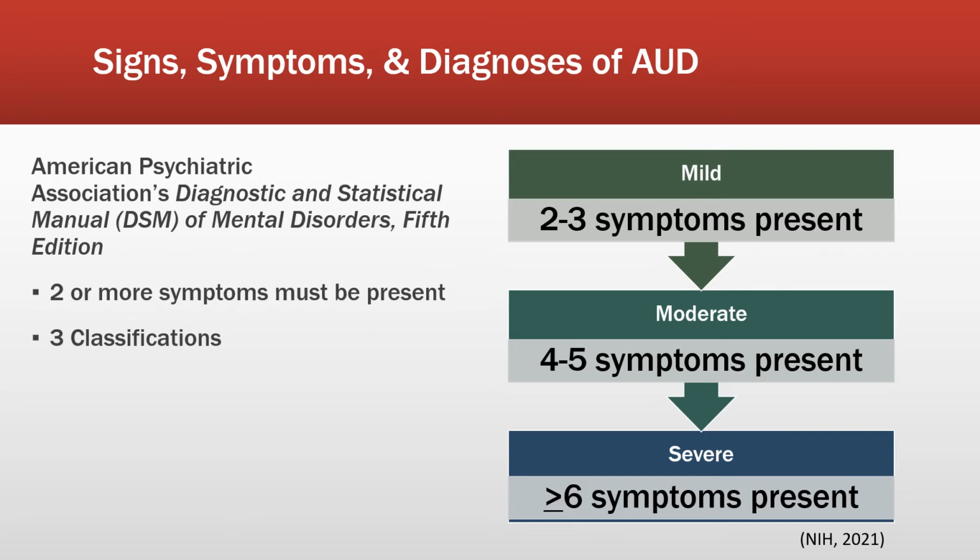Signs, symptoms, and diagnosis of AUD. The American Psychiatric Association Diagnostic and Statistical Manual of Mental Disorders, 5th edition, states 2 or more symptoms must be present for the diagnosis of AUD. According to the 2021 article from NIH, Rethinking Drinking: Alcohol and Your Health, these are the signs and symptoms that a person should look for if they're concerned they may have AUD.